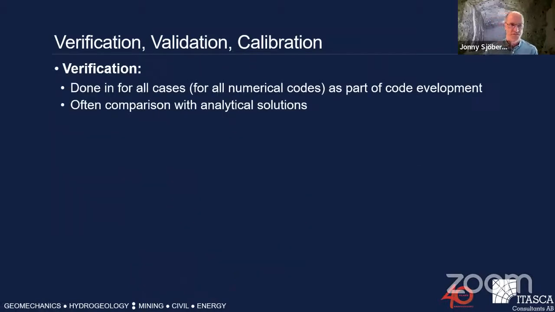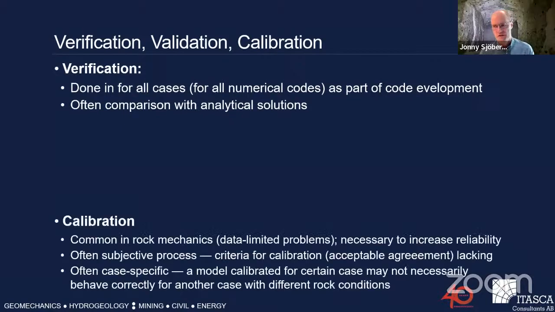So verification is, or should be, done for all numerical codes as part of code development, and often compared with analytical solutions. Calibration is really common in our business, where we have data-limited problems. So this is necessary to make our models more reliable. It's often subjective. We don't have good criteria for when a calibration is acceptable or not. And it's often case specific. So if you calibrate against one set of conditions, it may not work for another set of rock conditions. So this is where I think we need some improvement also.